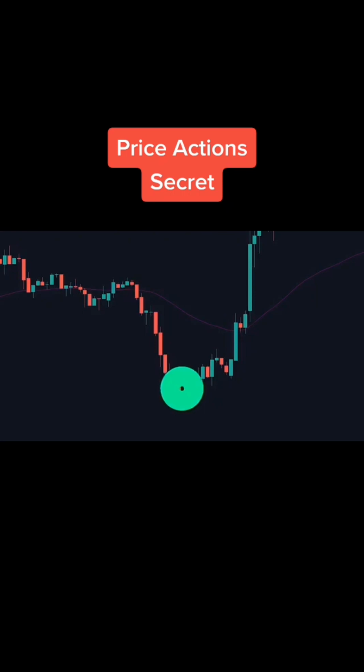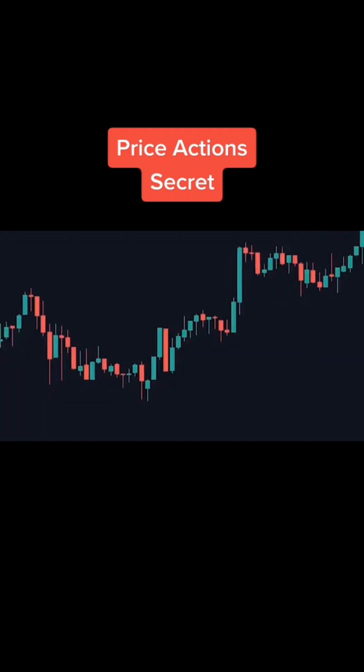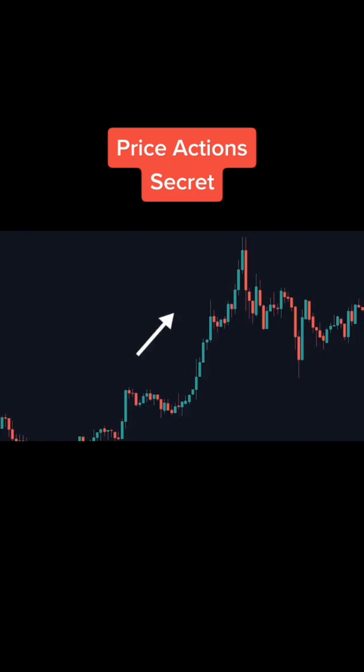The next price action secret I want to tell you has to do with momentum. Momentum is a huge part of trading and it can give you clues if the chart is about to be bullish or bearish. Momentum is the rate at which the price moves, so we can predict the price is going to go up if the chart is gaining momentum.